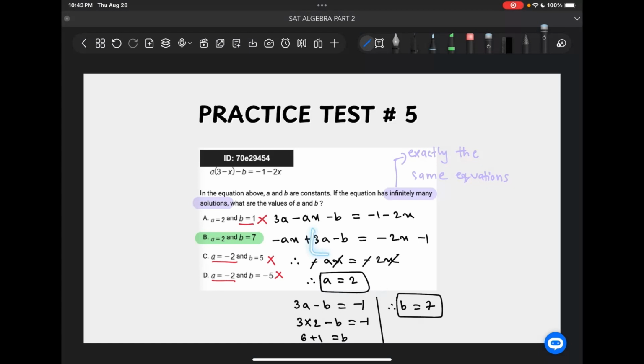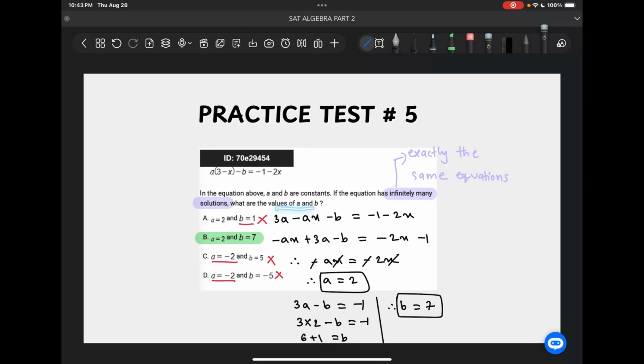Now, 3a minus b is going to equal minus 1. Okay, so 3a minus b equals minus 1. And we can just plug in the value of a here. So 3 times 2 minus b equals minus 1. Therefore, b equals 7.